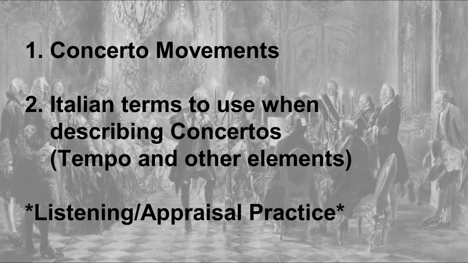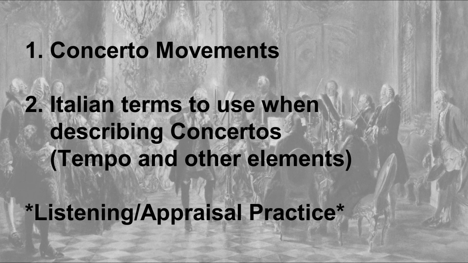So learning point number 1 is going to be, what were movements in concertos? What does that mean as a term, and what did they look like? And then the second learning point is going to be the Italian words, the terminology that we need to be able to use regarding concertos. And that's throughout all three. So movements and Italian terminology in the Baroque, the Classical and the Romantic, but we'll use the Romantic for examples to help consolidate that understanding.